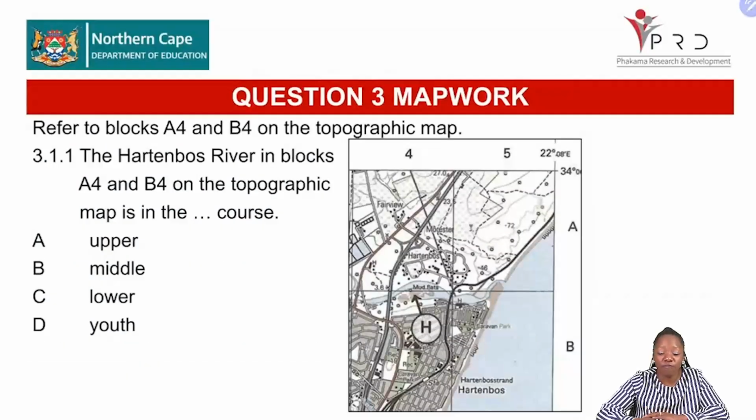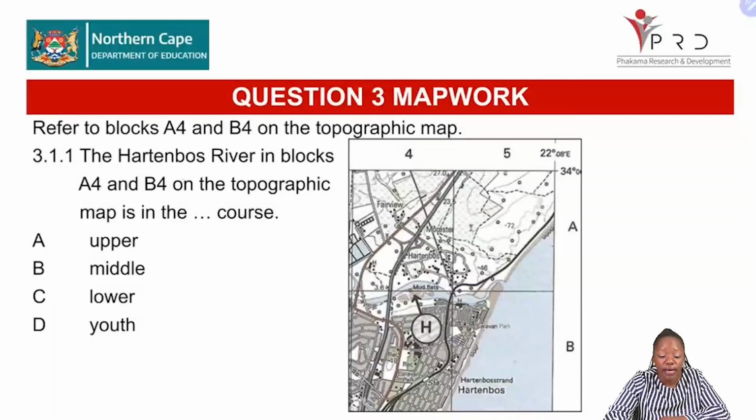Looking at our first question, you will refer to block A4 and B4 on the topographic map. As I've said, the pictures will be included so that you see what we are talking about.